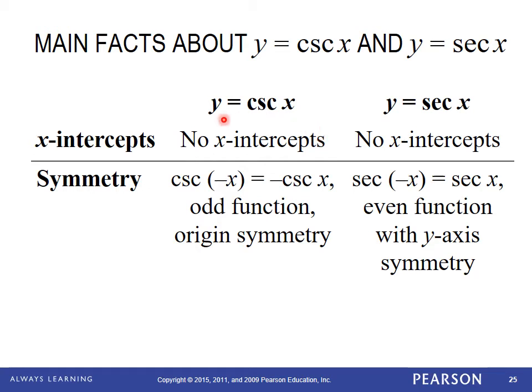X-intercepts, like we said, no x-intercepts for either one of them. They don't come close to that. All right, and symmetry, because sine is an odd function, cosecant is an odd function. They should have symmetry about the origin. Since cosine is an even function, secant is also an even function. And again, as you graph these, you should see y-axis symmetry. So you should be able to fold this along the y-axis, and they should be the same.